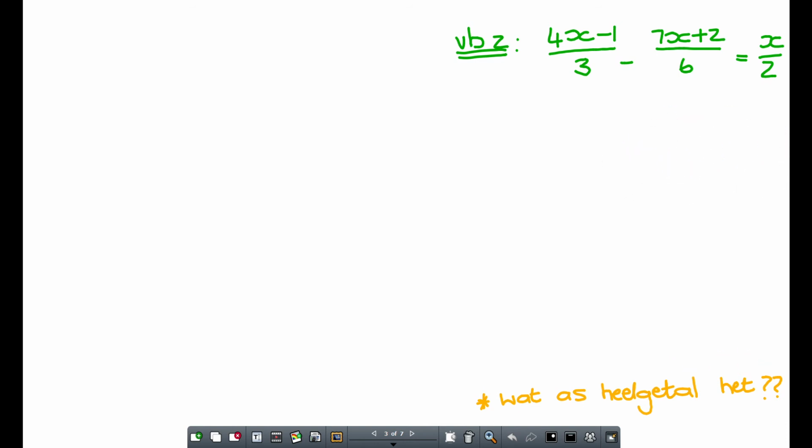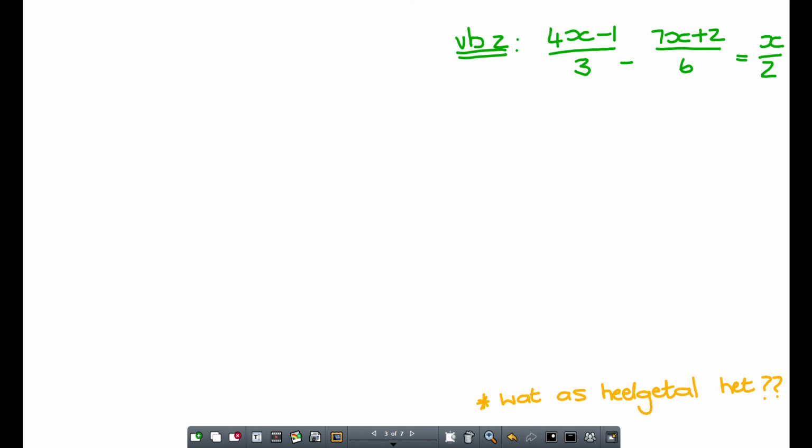Okay, so that would be your first step here. Now my denominators are 3, ja. Is gelyk aan minus x op 2. Nee, net is gelyk aan x op 2. Sorry, ek sien nou is gelyk aan en nou streep is so by mekaar.